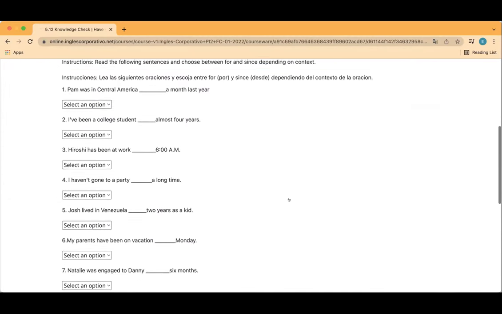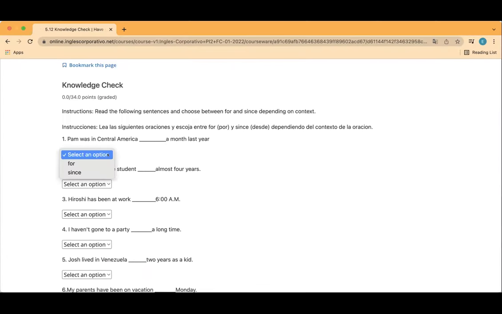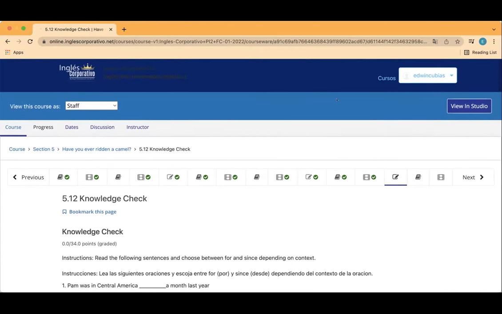Okay. So with our partners, we have 10 questions. We have to read and select what is correct, for or since. You read with your partner 5.12 and select what is correct, for or since. Okay, first let's check.